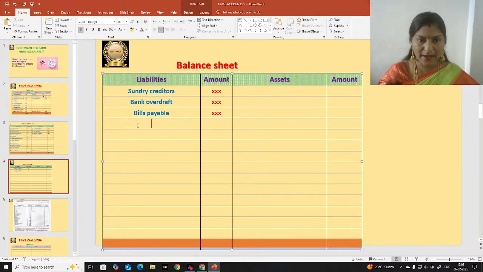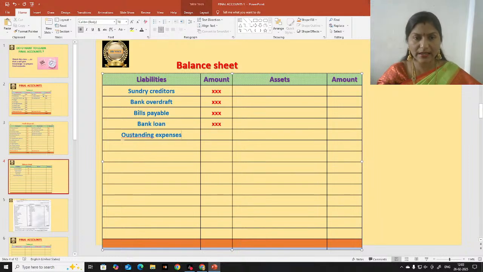And next, bank loan. If any bank loan is given in any question, that is a liability because the businessman is taking that loan. So you should record it on the liabilities side. Okay. After this, outstanding expenses always appear on the liability side only. Outstanding expenses are also one of the liabilities, and we should record them in the amount column.